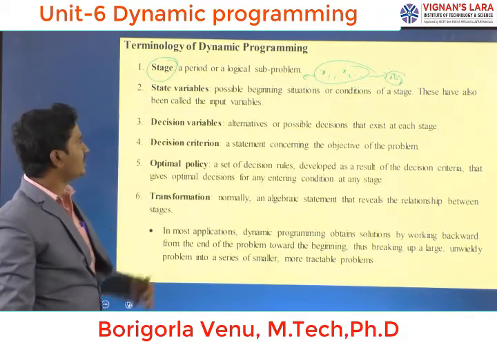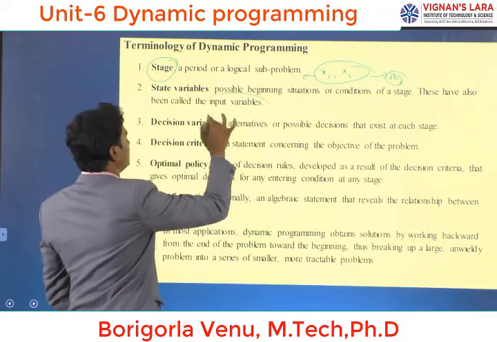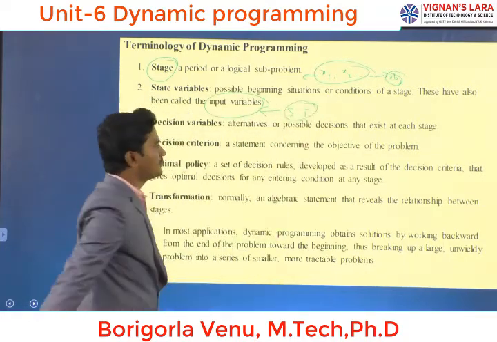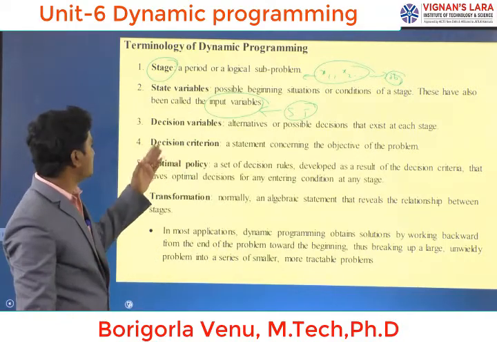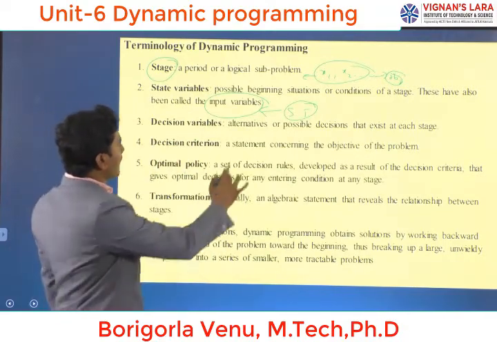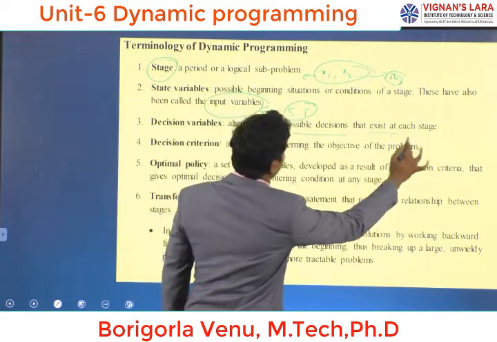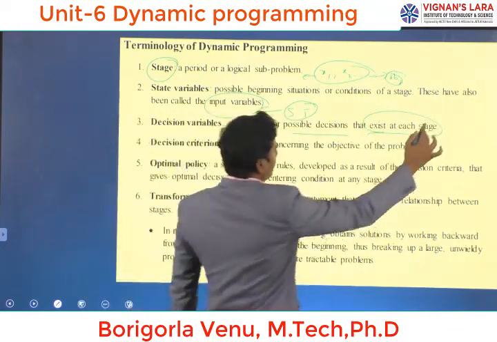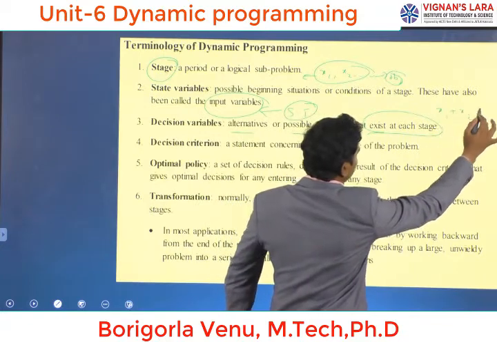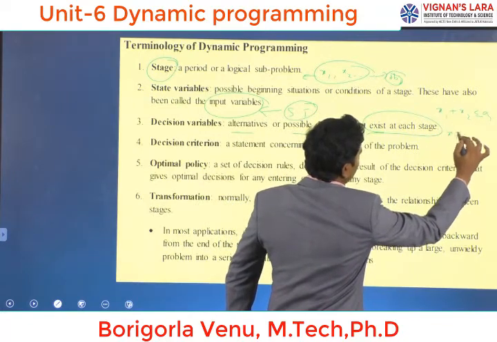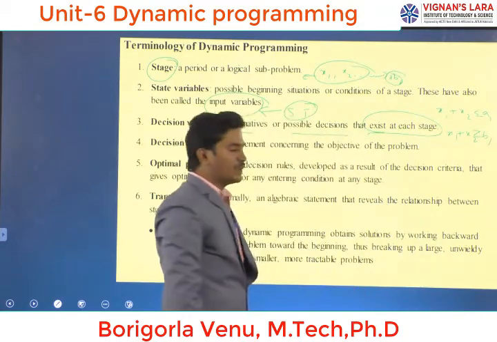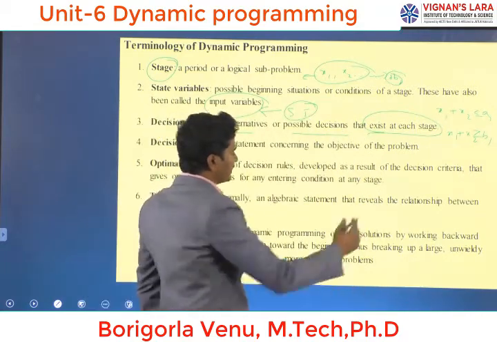They have also been called the input variables. Here input variables mean subjective constraints. Based on the subjective constraints we define the states. Next, decision variables. Alternatives are possible decisions that exist at each stage. Okay, for example, if we take x1, x2 less than or equal to a1, x1, x2 greater than or equal to b1. From this stage, we are going to calculate the decision variables like this.